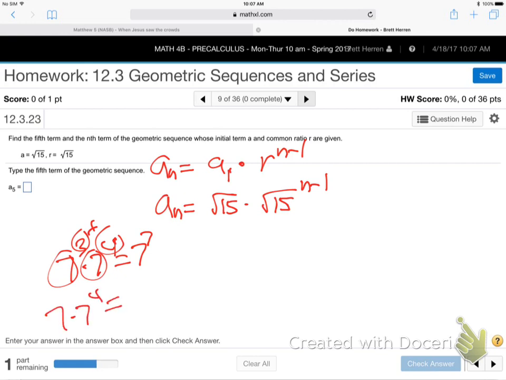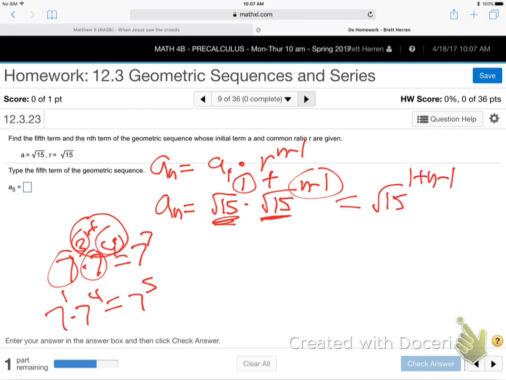So what if I go 7 times 7 to the 4th? What power's on that first 7, really? So what's the answer? 5th, right? Now, look at this. Those two bases are the same. What power is really on the first one? 1. So what do those powers do? Add, right? Isn't that what they did right here? Same bases multiplied, powers add. That's the algebra rule. So this is going to be root 15 to the 1 plus n minus 1, better known as n. There it is. Did you follow that?